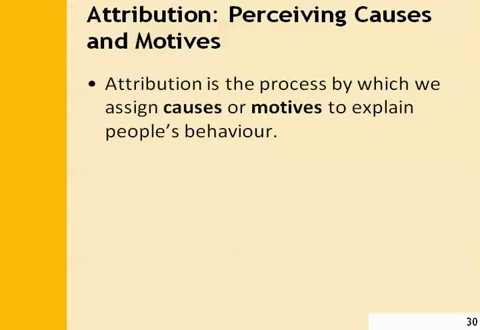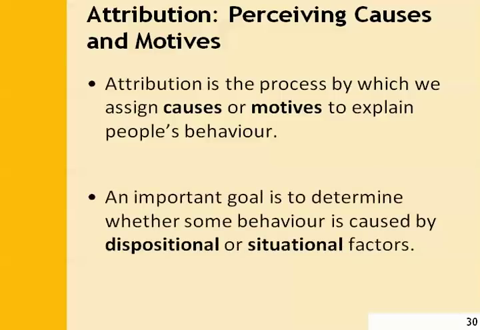Attribution is the process by which we assign causes or motives to explain people's behavior. An important goal is to determine whether some behavior is caused by dispositional or situational factors. يعني أنا بعمل attribution ليه؟ Why do I care about knowing the causes and motives behind people's behavior? It is because I want to understand whether the person behaved in a certain way due to a dispositional or a situational factor.